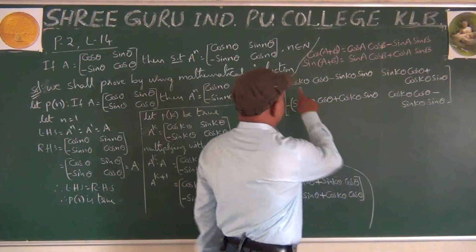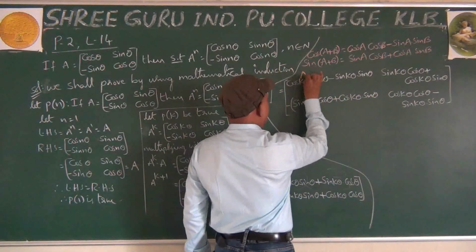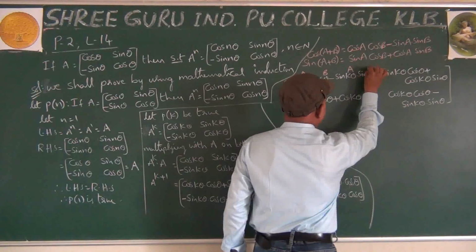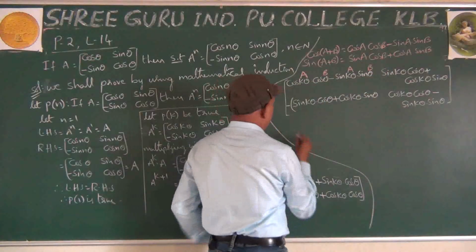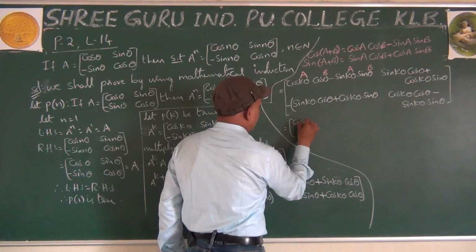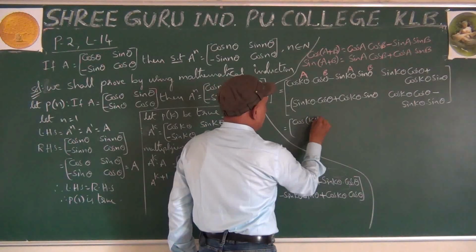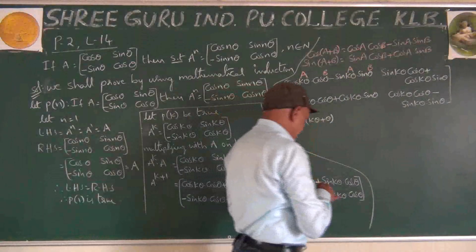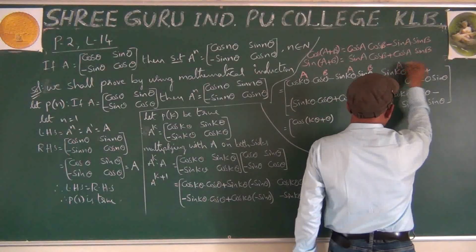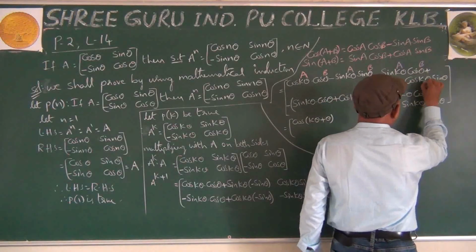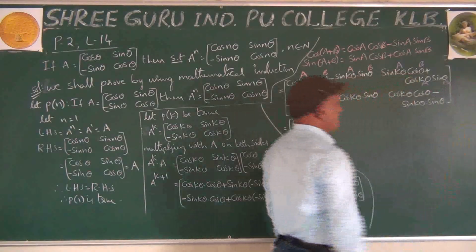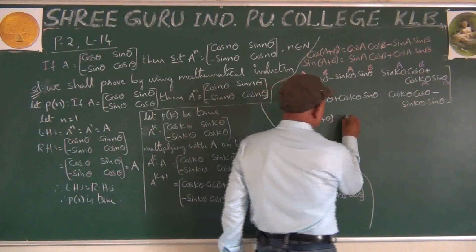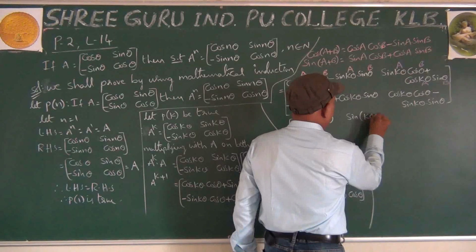This is in the form of cos A cos B minus sin A sin B. What is the formula for that? Cos of A plus B. That in the form sin A cos B plus cos A sin B is sin of A plus B.